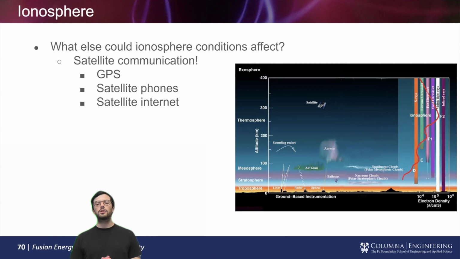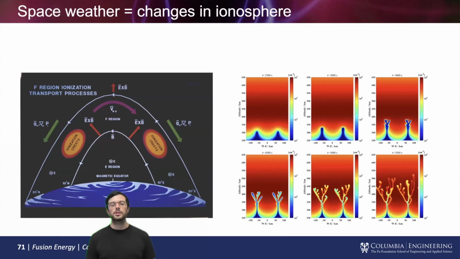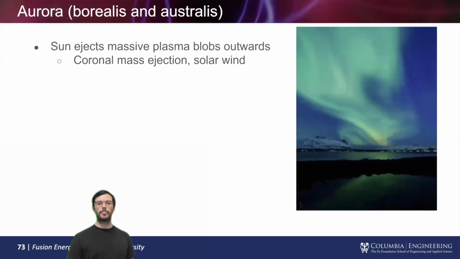Satellite phones and internet, we don't use satellite phones a ton in our day-to-day life, but those Starlink satellites might be affected if that's your only internet source. That could be affected by ionospheric conditions. I mentioned space weather. This is this constantly evolving environment of the ionosphere, and it can affect things like I just mentioned. So there's an active area of research investigating these things. These are some fun figures. I won't go any deeper.